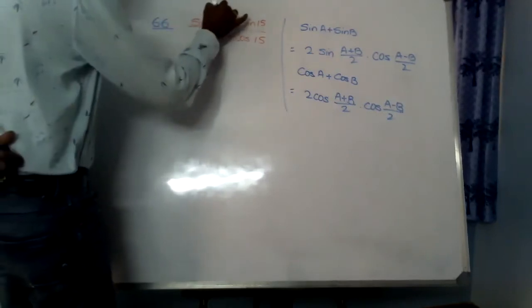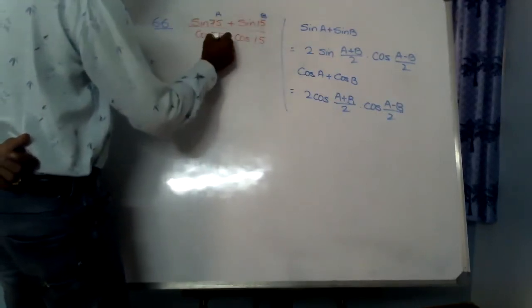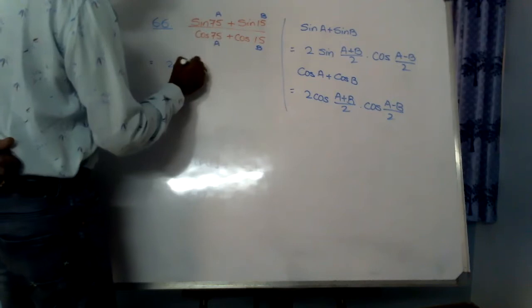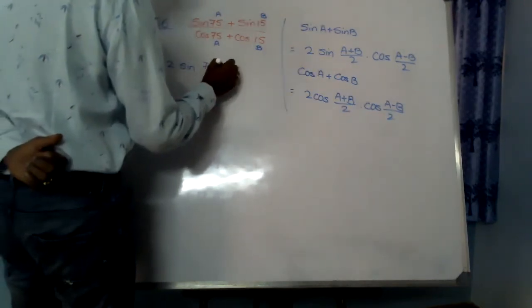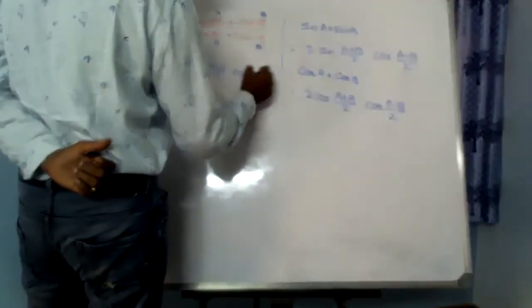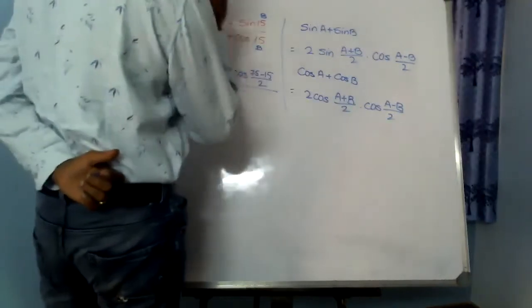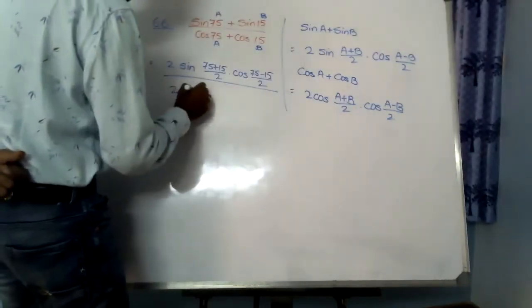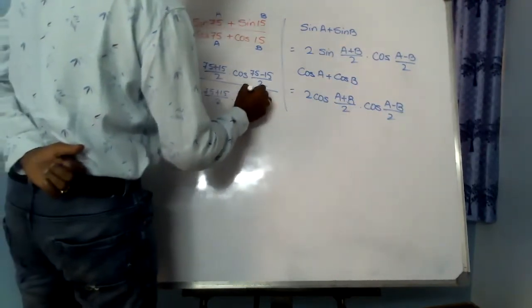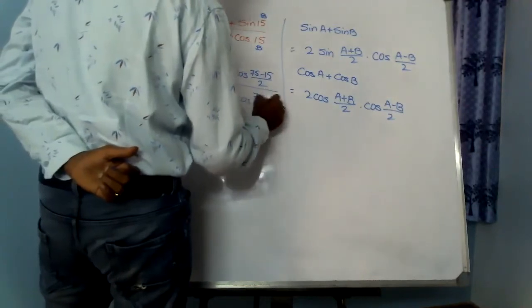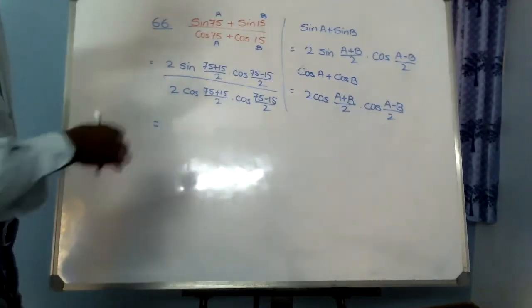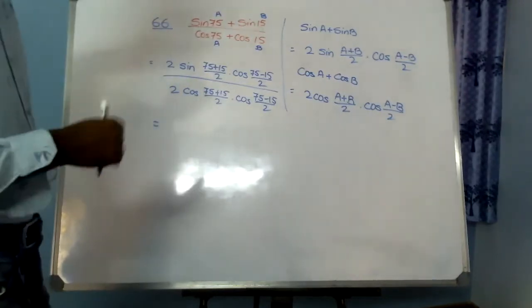This is my A value, this is my B value for sin A and B, and for cos A and B, this is my A, this is my B value. So I'll write 2 sin((75+15)/2) into cos((75-15)/2), and then the cos A plus B formula I have to apply: 2 cos((75+15)/2) and cos((75-15)/2). You can take it forward and simplify it. 75 plus 15 is 90, divided by 2 is 45. 75 minus 15 is 60, divided by 2 is 30.